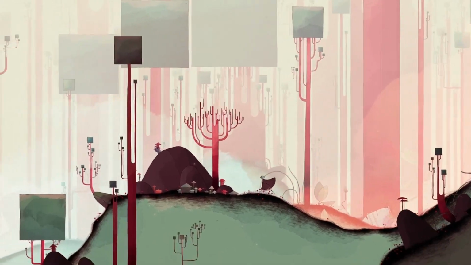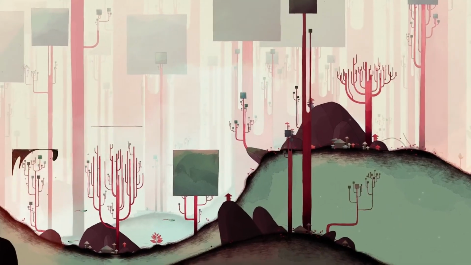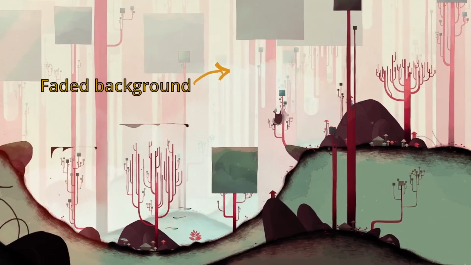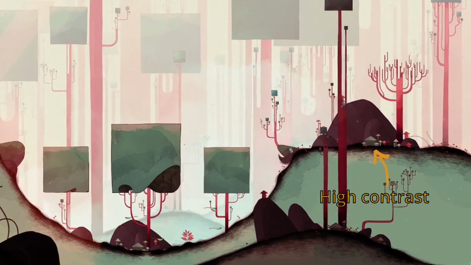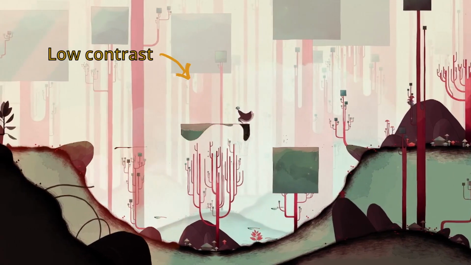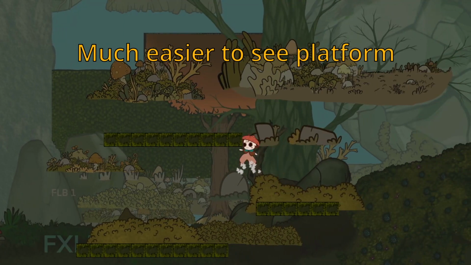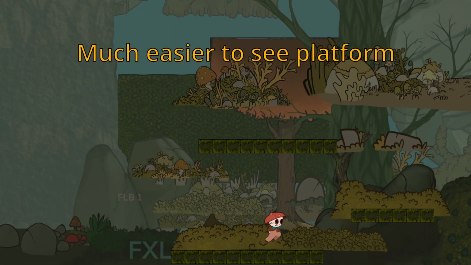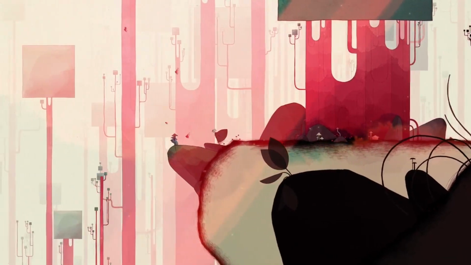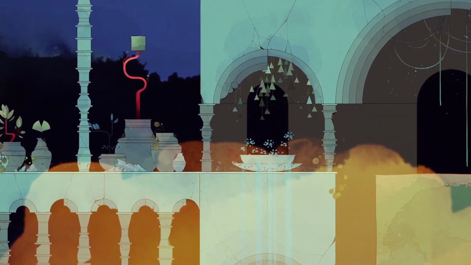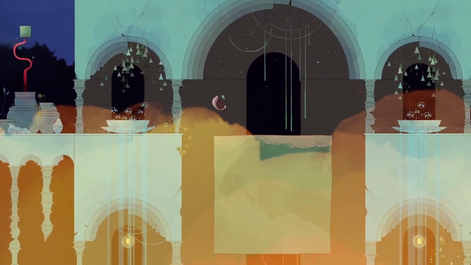Another way games tend to improve both depth and readability is by reducing the contrast in the background, simulating atmospheric perspective. So high contrast foreground elements and low contrast background. Instead of this, we have this. But we have a choice to make here. We could either go light background, or we could go for a dark background. GRIS does both depending on the area. But let's look at the effect that it has.